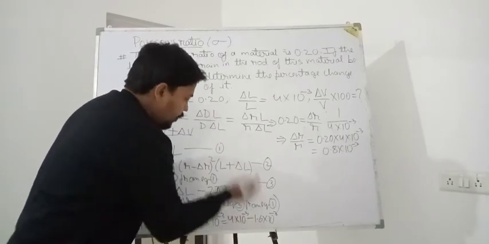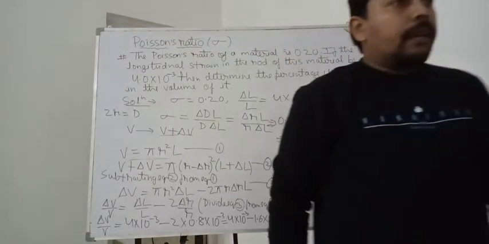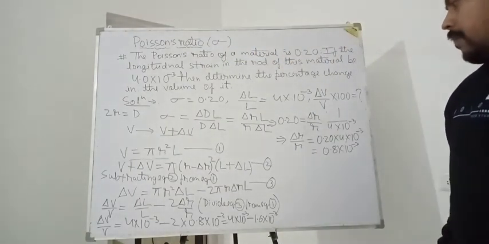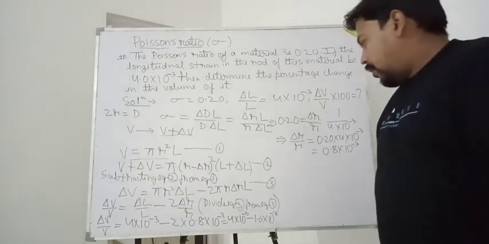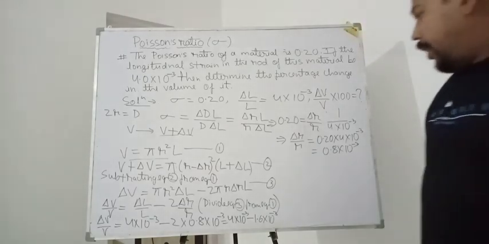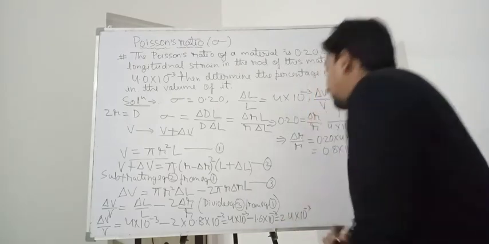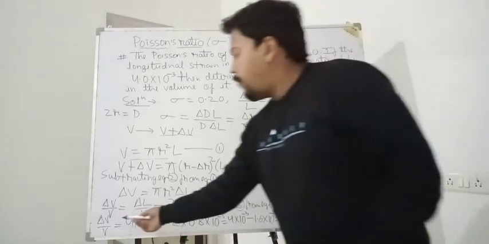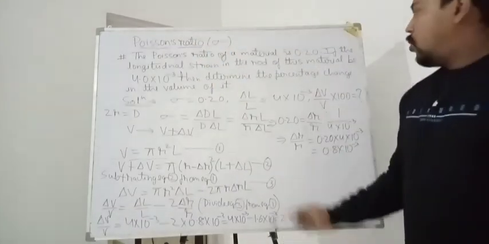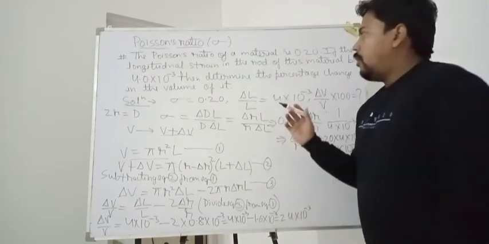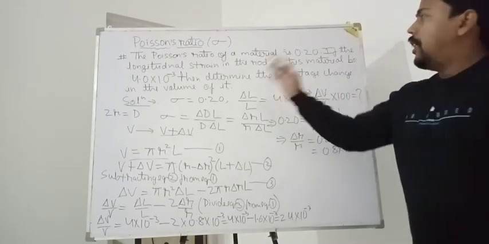Okay, I mean 4 minus 1.6. Okay, so it will be coming 2.4. It will be coming 2.4 into 10 to the power minus 3. Okay, so this is the value of fractional change in the volume. So if I multiply this fractional change with 100, then only we will get the percentage change in the volume.